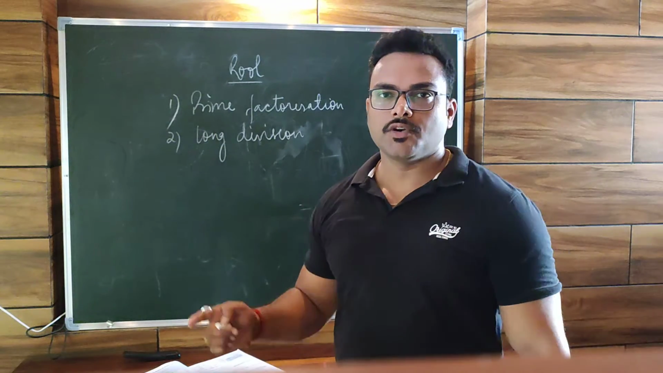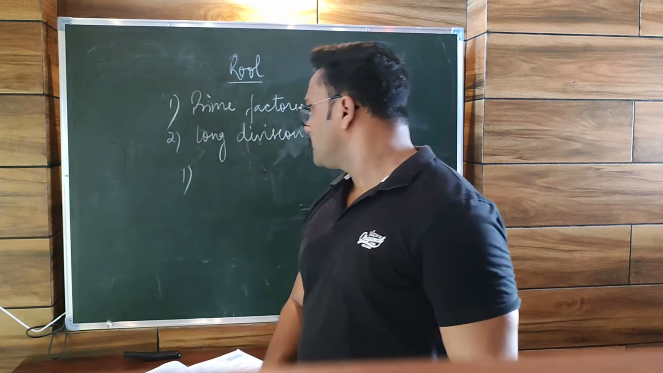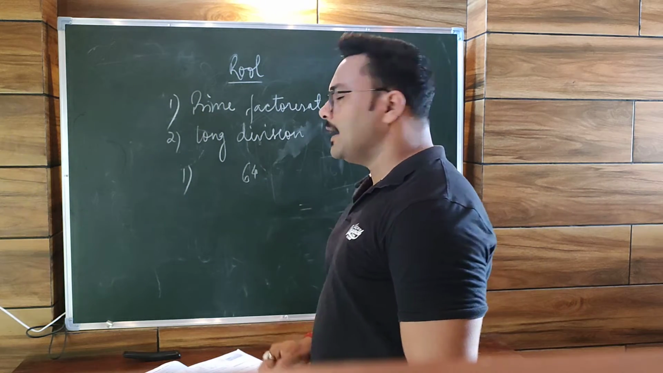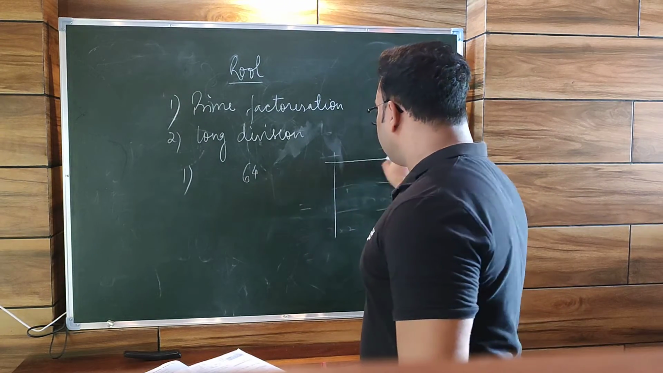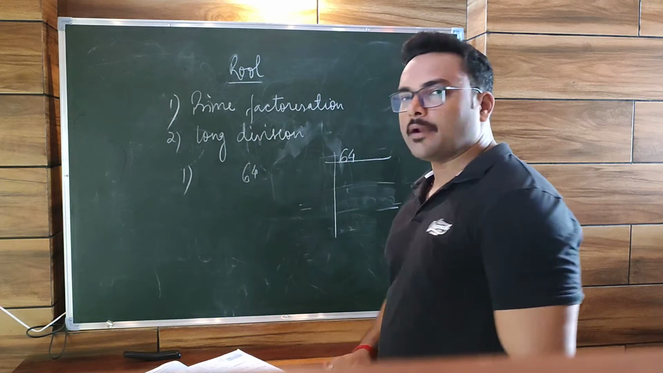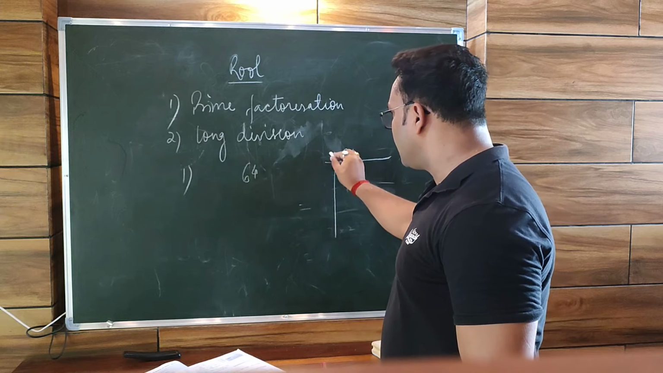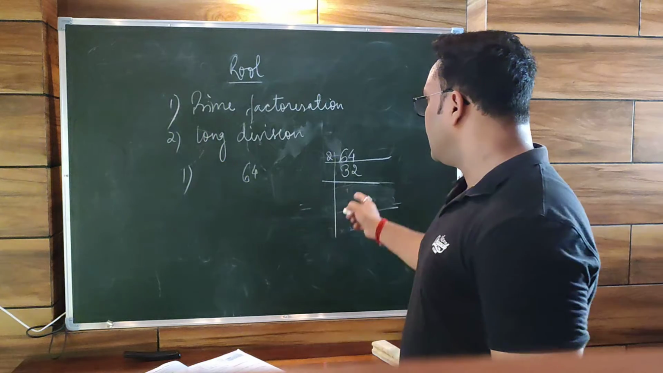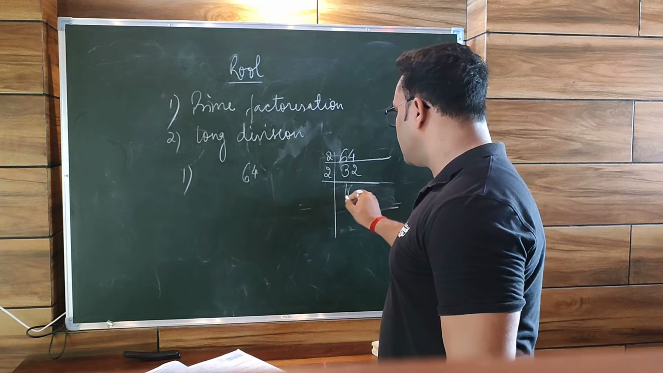Okay, so first we will discuss the prime factorization method. This method is very easy and you know it. Suppose we have the number 64 and we have to take the root of it. So first of all, what do you have to do? You have to arrange in a column and take out its prime factorization. It is an even number, so we will divide by 2. We will get 32. And again, it is an even number, so again by 2, 16.